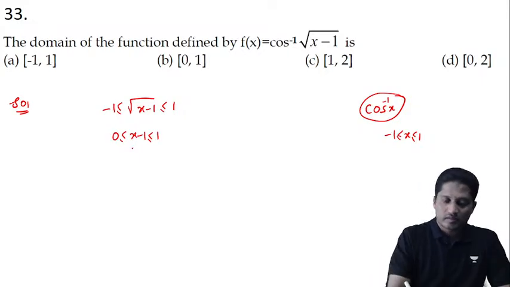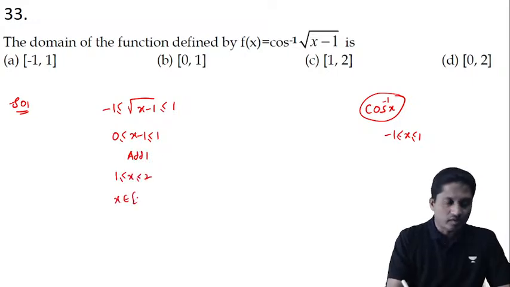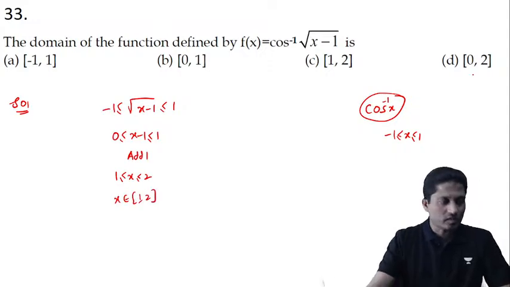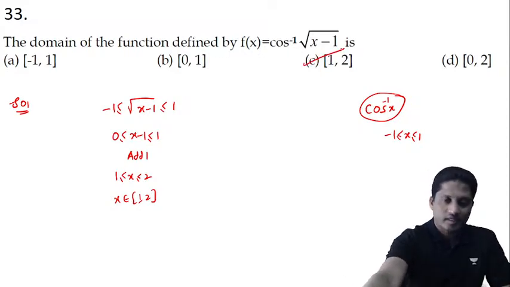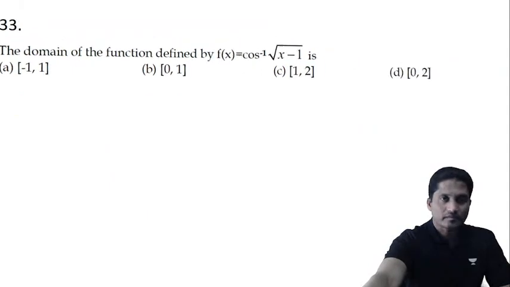Now if you add 1 throughout, 1 is less than or equal to x less than or equal to 2, x belongs to the closed interval 1 comma 2. Alright, that's the domain. Domain is closed interval 1 comma 2. Answer is option C. Right, let's move to the next question.